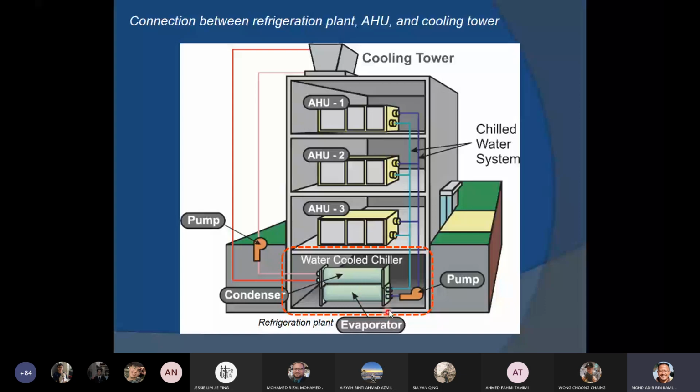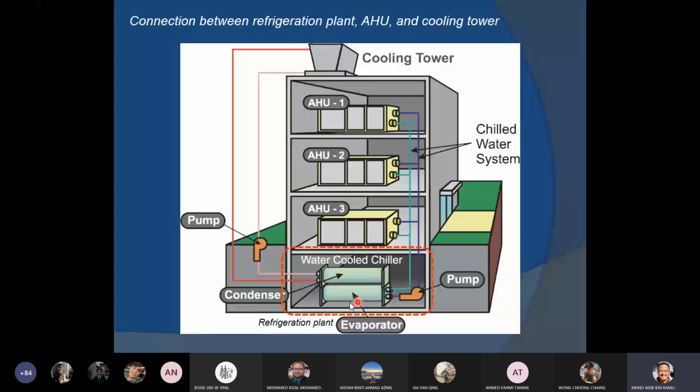As you can see from the evaporator, remember I mentioned the evaporator is the part that produces the cooling effect. The cool pipe here is connected to the AHU. If you treat each level as a different zone, this is zone number 1, AHU 1, AHU 2, AHU 3, and from this AHU the cool air will be distributed inside all the spaces at the same level.